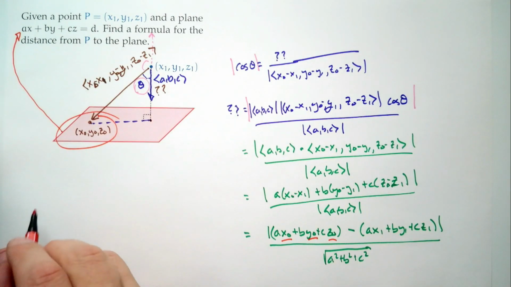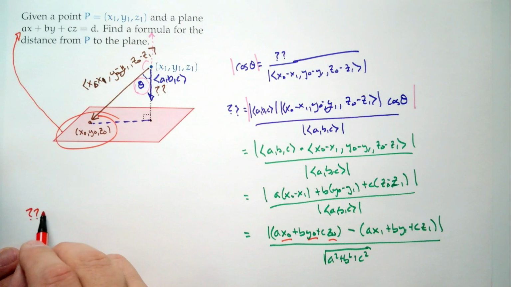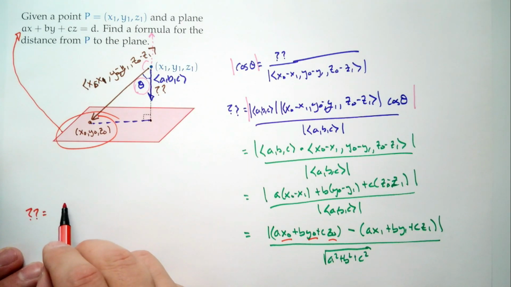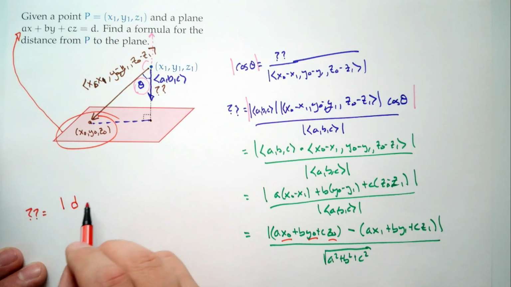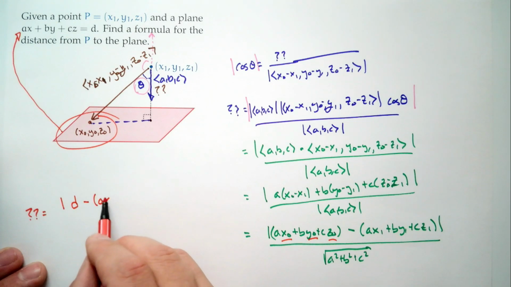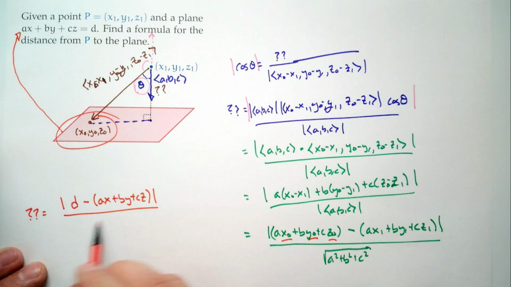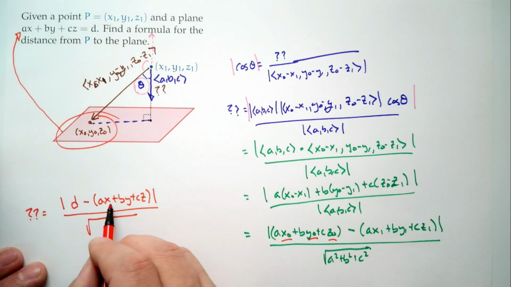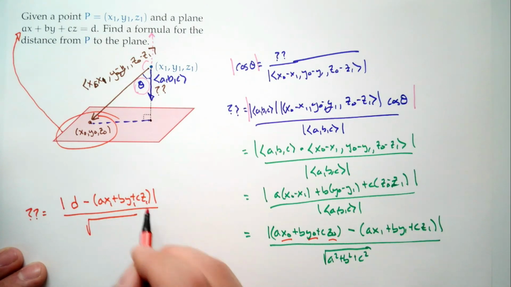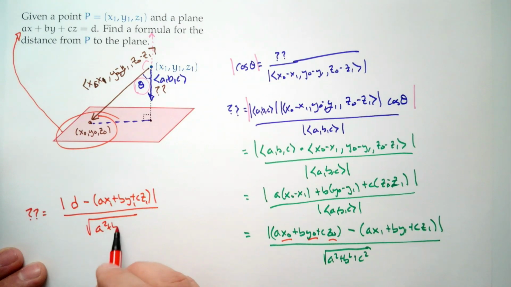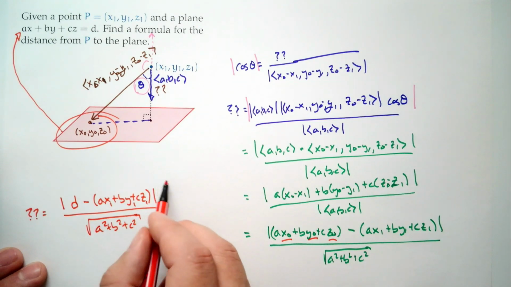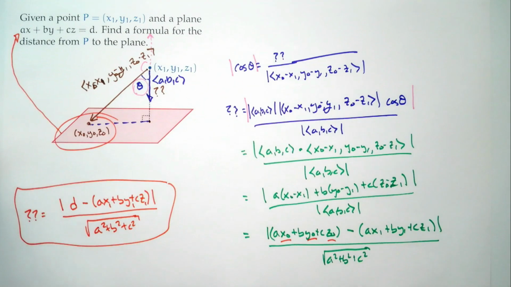And now we can say that our desired length is equal to the absolute value of D minus AX1 plus BY1 plus CZ1, divided by the square root of A squared plus B squared plus C squared. And that's the answer. All right.